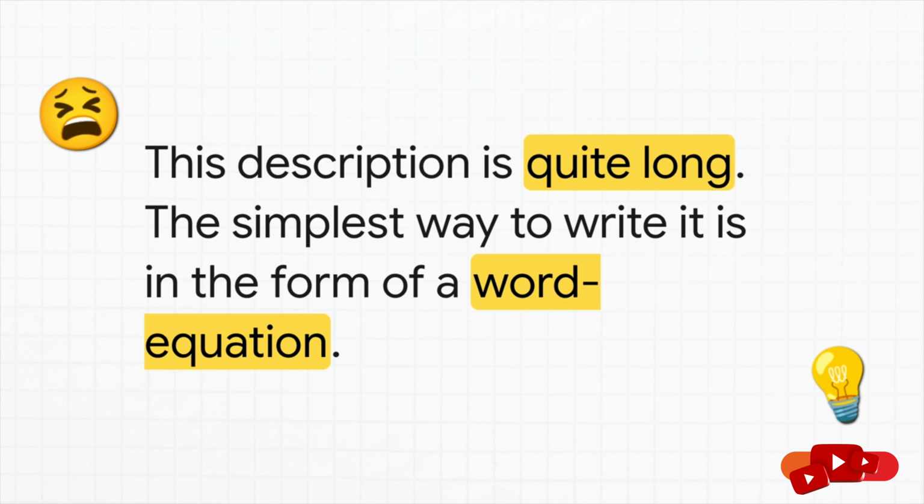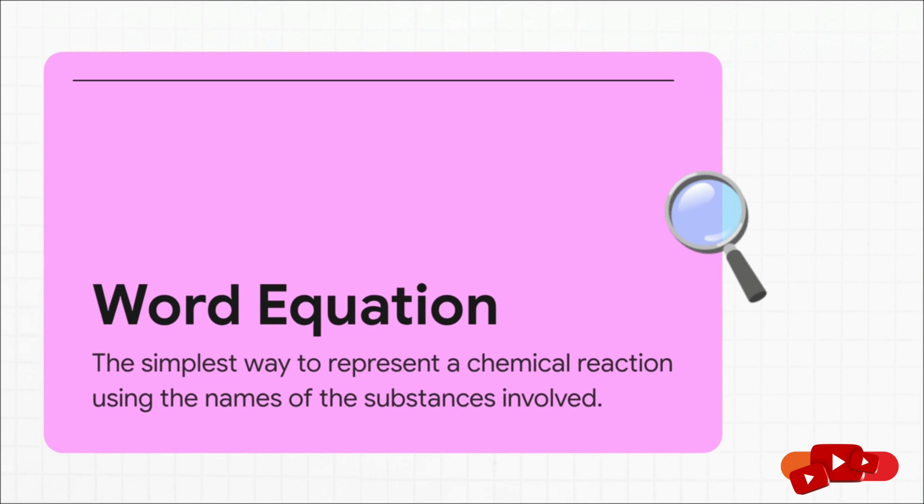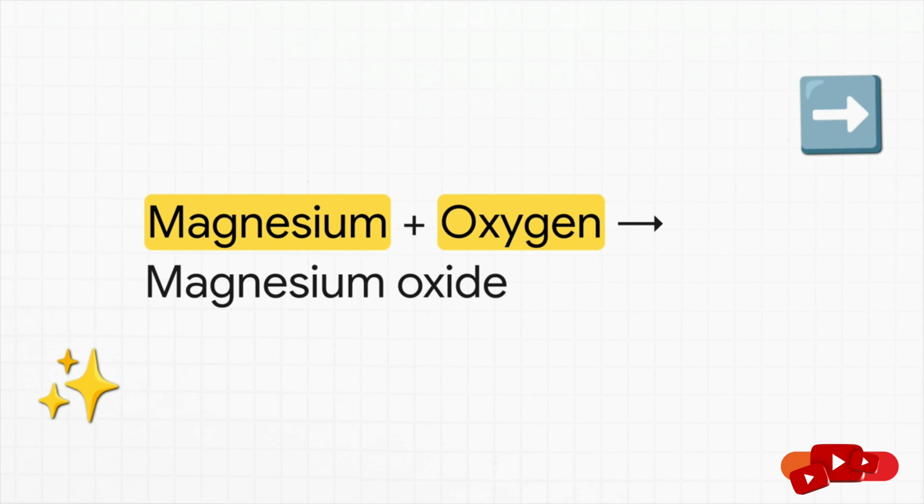And this is our introduction to something called a word equation. So what is a word equation? Well, it's pretty much what it sounds like. It's the simplest way to show a chemical reaction just by using the names of the substances. No long sentences, just the key players. And look at that. That whole long sentence we had before, it boils down to this clean, simple line. Magnesium plus oxygen gives us magnesium oxide. So much better, right? Now let's actually break down what each part of this thing means.